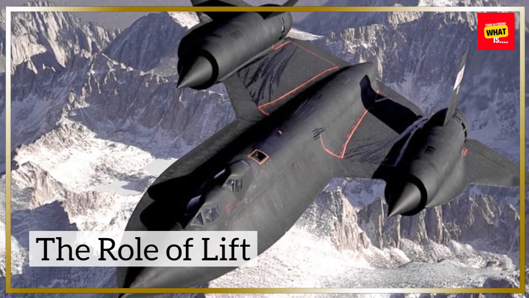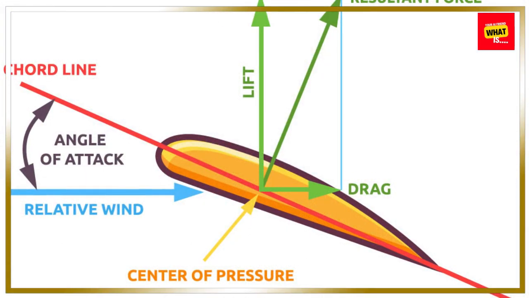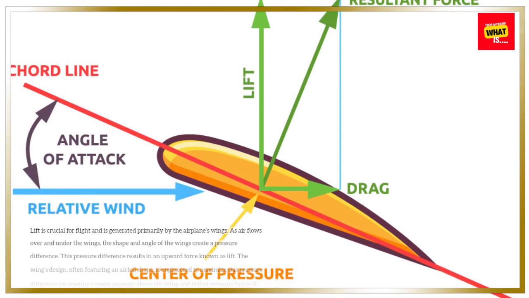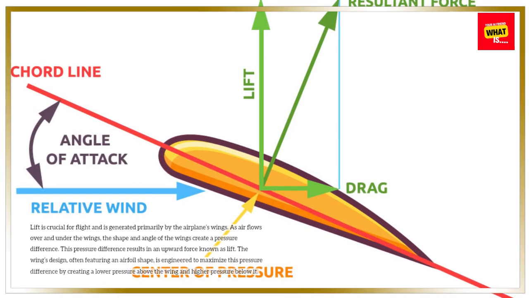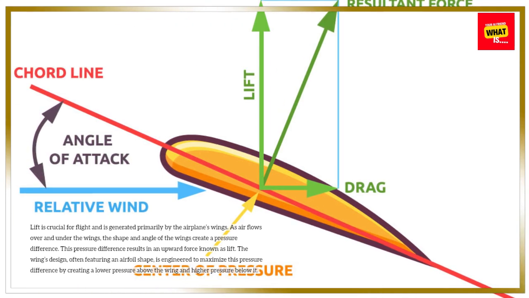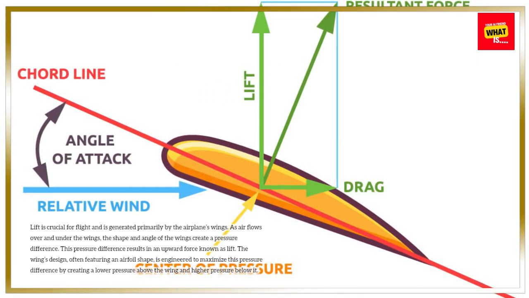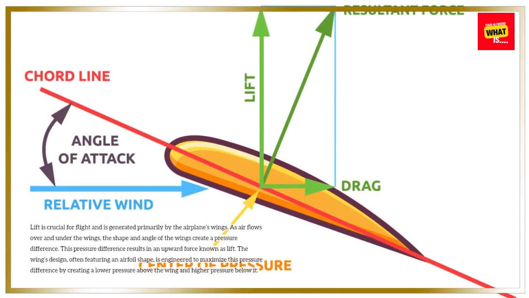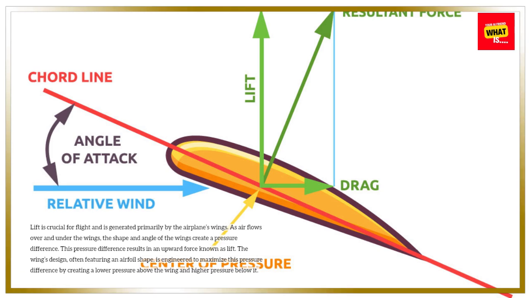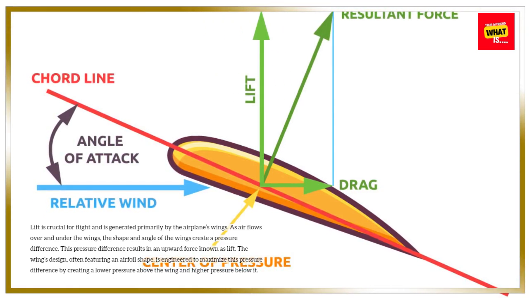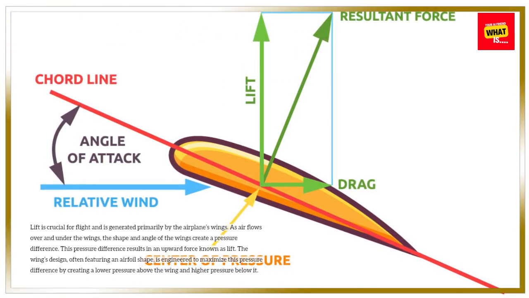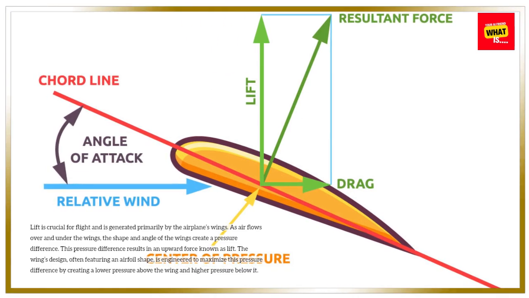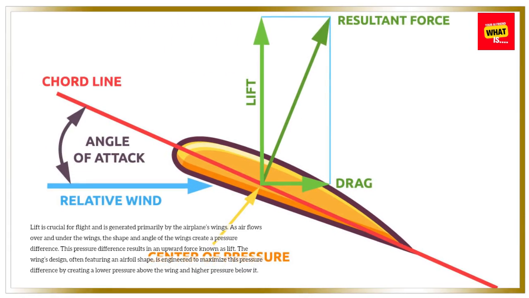The role of lift. Lift is crucial for flight and is generated primarily by the airplane's wings. As air flows over and under the wings, the shape and angle of the wings create a pressure difference. This pressure difference results in an upward force known as lift. The wing's design, often featuring an airfoil shape, is engineered to maximize this pressure difference by creating a lower pressure above the wing and higher pressure below it.